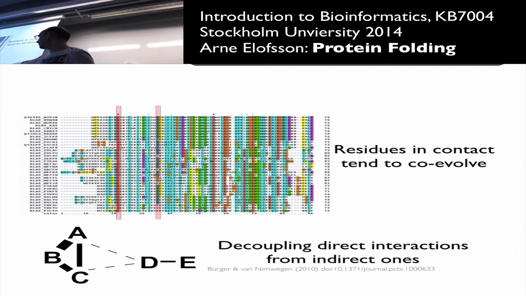The theoretical solution to it was already partly published in the late 90s, but nobody really noticed it, and it didn't really work. There are ways to decouple the direct and indirect interactions, and there are several methods to do that. This is one of the papers, and there's another one I printed for you. The reason it works now is because we have much bigger multiple sequence alignments. For many proteins we can easily have thousands of sequences aligned.